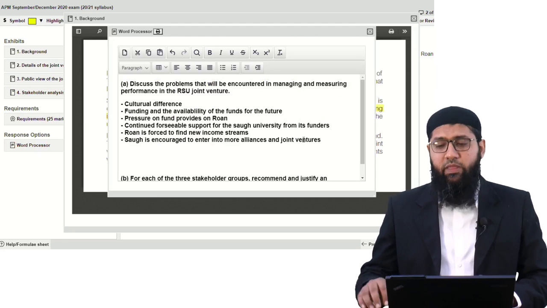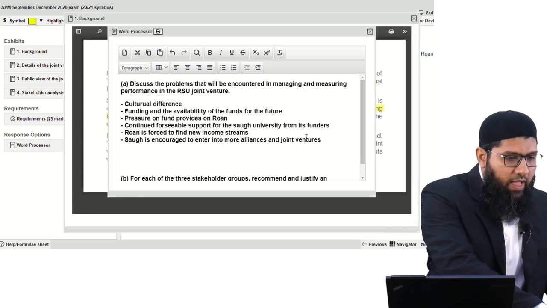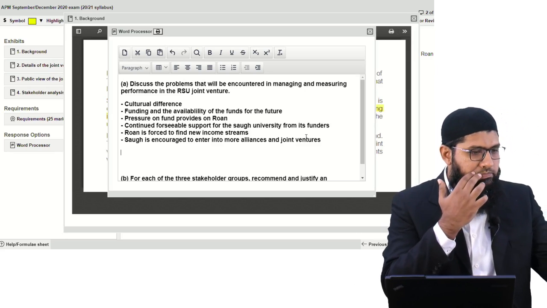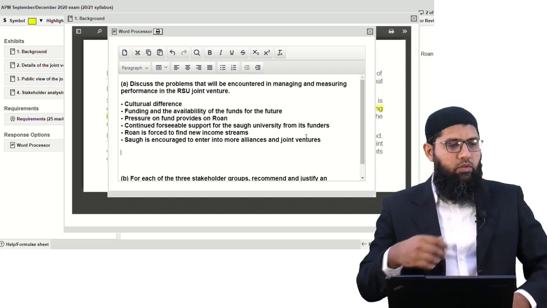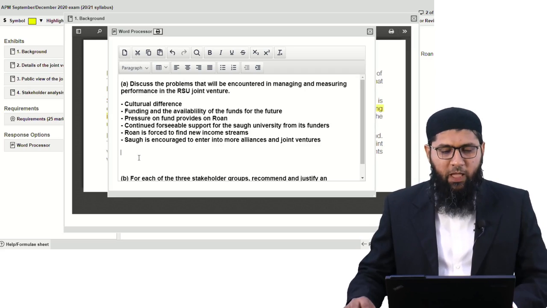I'm just listing down the points which are coming to me as soon as I actually read through the question. I'm being able to see many differences. Yeah, performance measures is financial, non-financial.